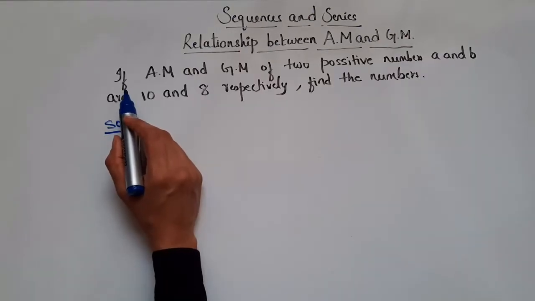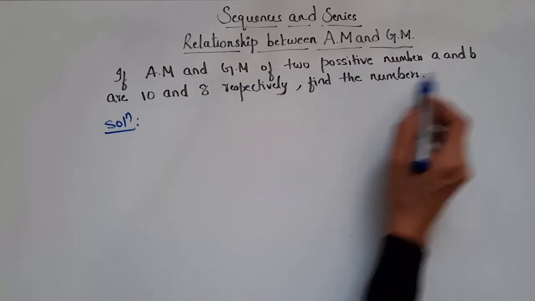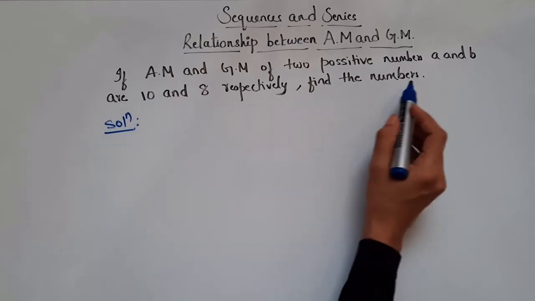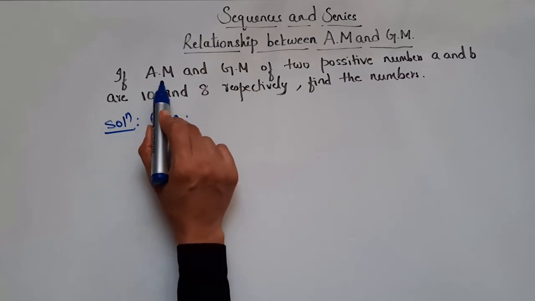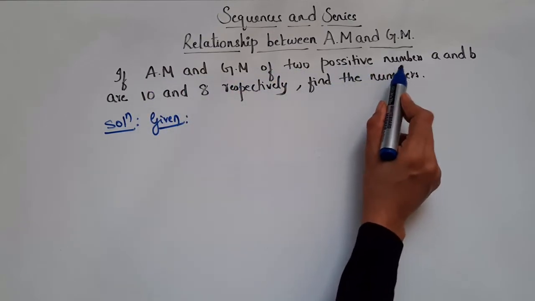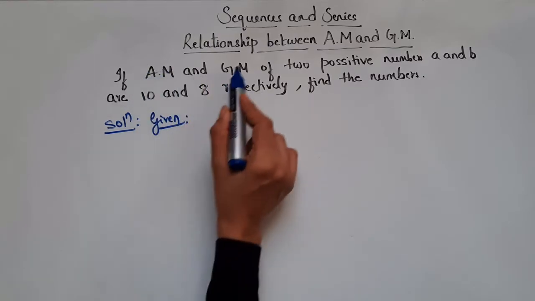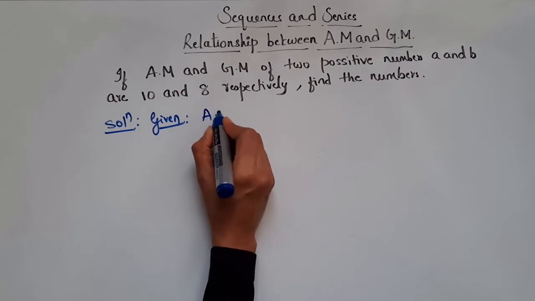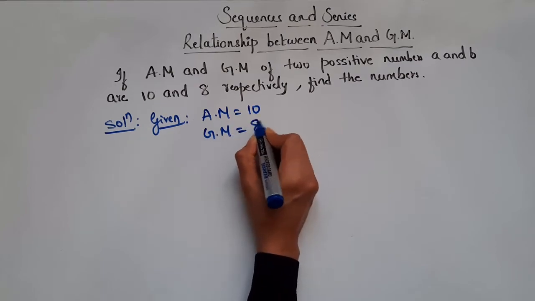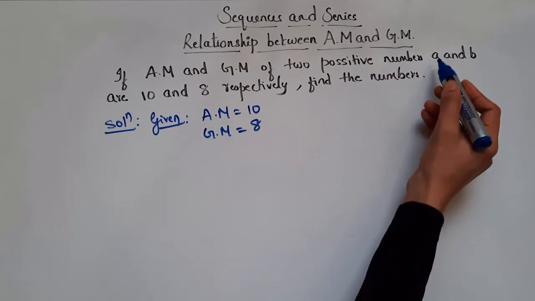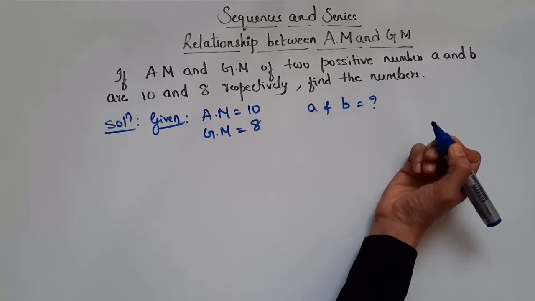Now let's see this problem. Here it says if arithmetic mean and geometric mean of two positive numbers A and B are 10 and 8 respectively, find the numbers. So what is given? Here it says arithmetic mean and geometric mean of two positive numbers A and B are 10 and 8 respectively. That means arithmetic mean is 10 and geometric mean is 8. Find the numbers. So what are those two numbers? A and B. So we have to find A and B, right?